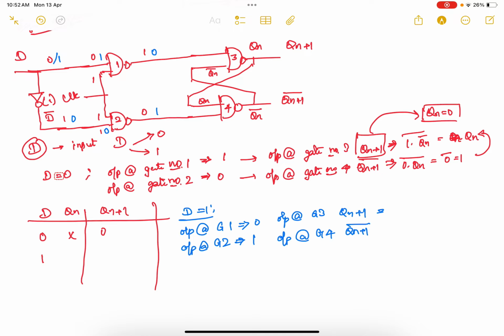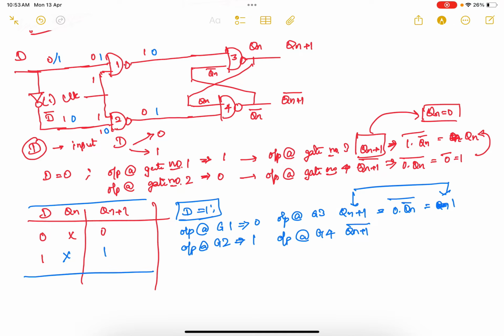If you talk about Qn plus 1, this is nothing but 0 into Qn bar the whole bar, which is 0, since 0 and anything is 0, and 0 complement will become 1. Directly I am getting the value as 1, so I need not proceed with the next one. So what is my Qn plus 1? Qn plus 1 will be equivalent to 1. Clear? So irrespective of this, if D equal to 1, my Qn plus 1 is also going to become 1. Clear? So now I got two conditions.